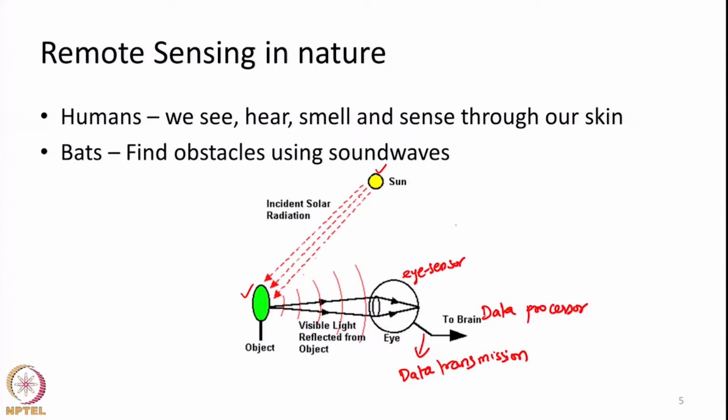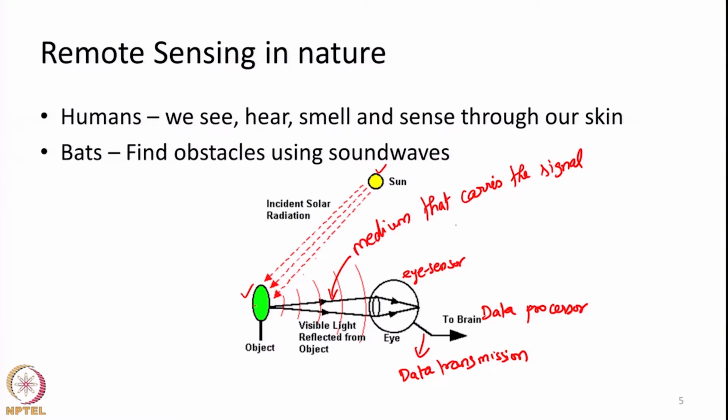And this particular energy, which the source of energy sends and which carries the signal, we call it the medium that carries the signal. After the energy is reflected by the object, it carries the signal and it reaches our eyes.